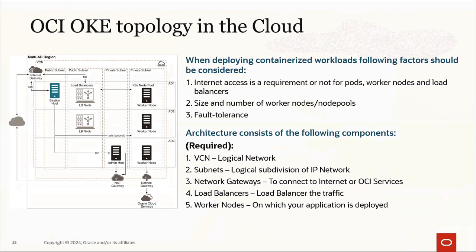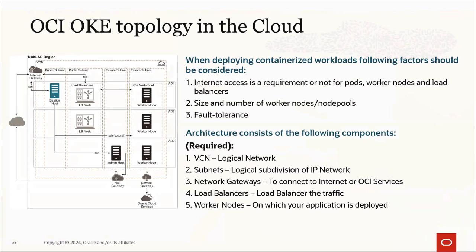So when it comes to networking for OCI, at the core of it is the Virtual Cloud Network, or VCN. The VCN is a private network that you deploy in a compartment, and it serves as the basis of hosting all the resources that you're deploying in OCI.